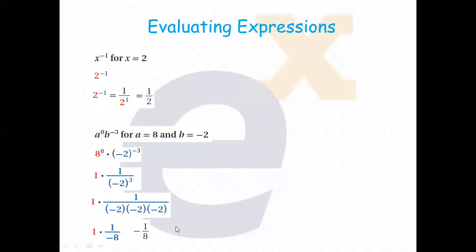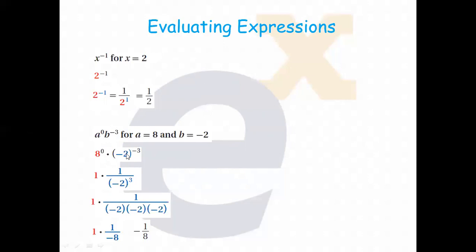Okay, now let's go to a slightly different kind of question. So we have a to the power of 0. Now when you see 0 as the exponent, always remember it equals 1. b to the power of -3 for a equals 8 and b equals -2. Now replace the values first. In place of a we write 8. Always remember that these are separated by a multiplication sign, but we don't write it. When a number or a variable or two variables are together, it means they are multiplied, but we don't usually show it. So b is going to be -2.